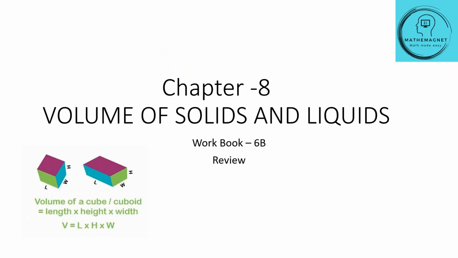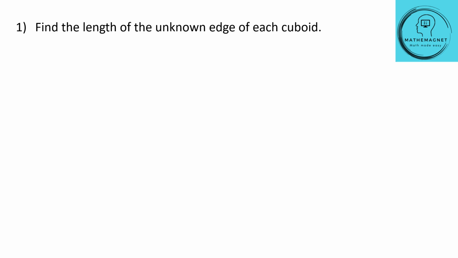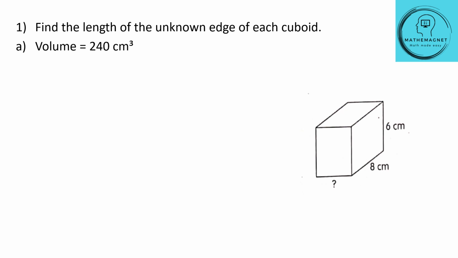Today we are going to do chapter 8, Volume of Solids and Liquids. We'll be solving questions coming under review and thinking cap in the workbook for grade 6B. Let's look at question number 1. Find the length of the unknown edge of each cuboid when the volume given is 240 centimeter cube.